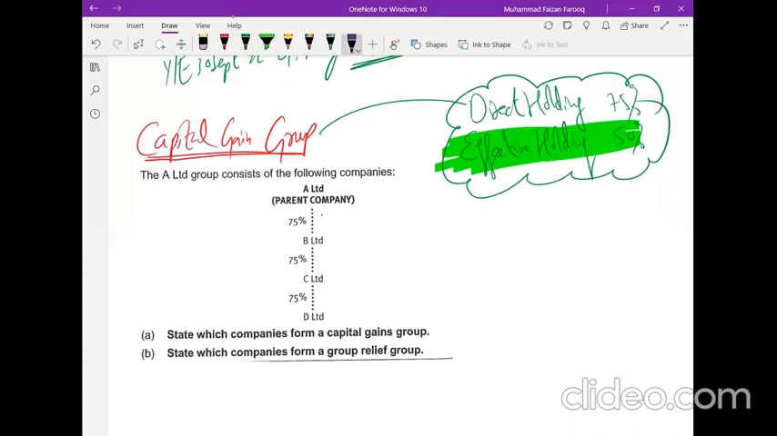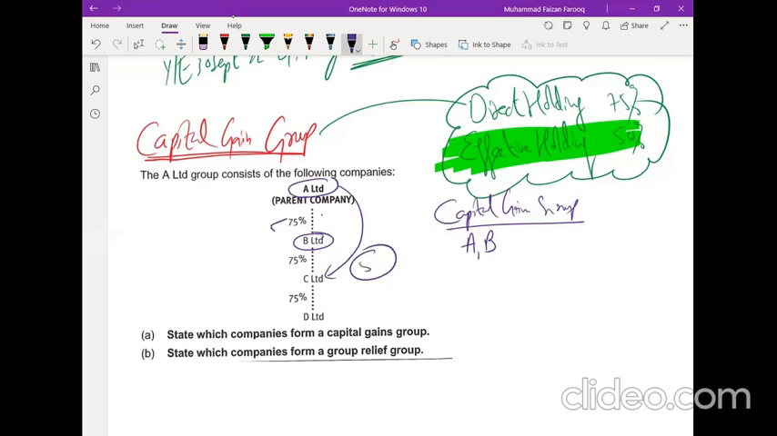So what will happen when we create a capital gains group? The difference will be this. A is there, okay, fine. B will be there because of 75%. C, we will calculate, how much did you get, 56, no? So will C come in or not?